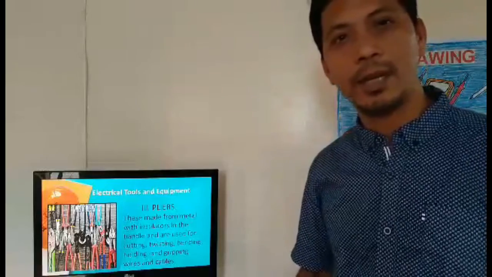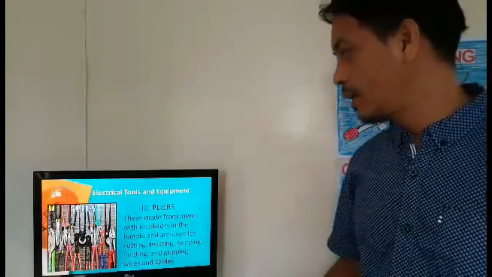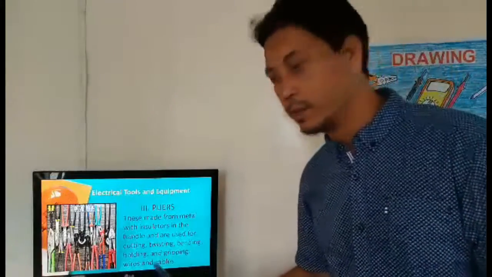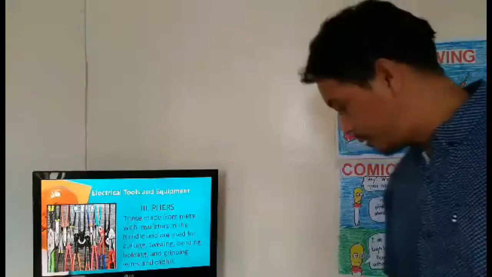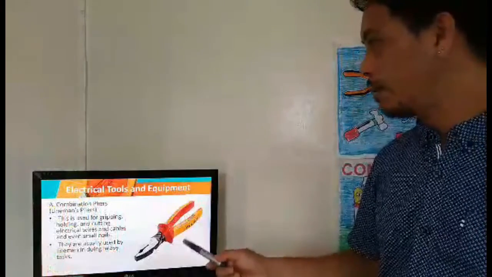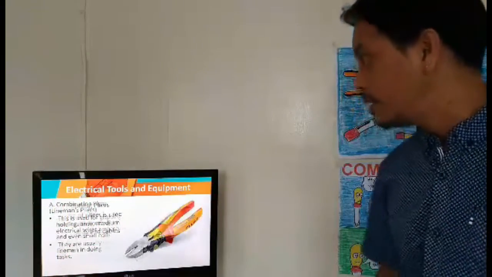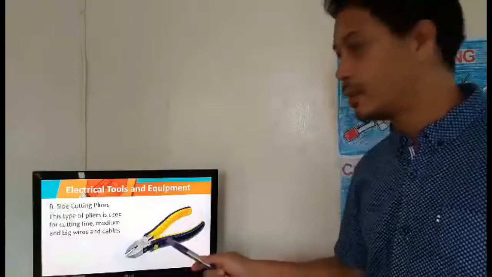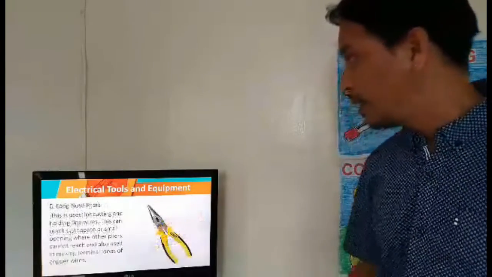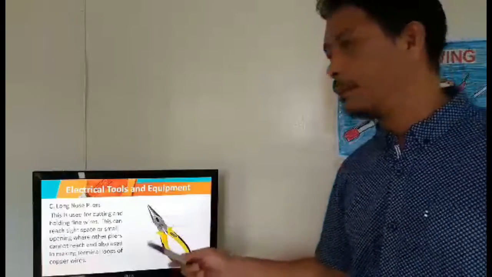Another group of tools are pliers. Pliers are made from metal with insulators in the handle and are used for cutting, twisting, bending, holding, and gripping wires and cables. There are types of pliers. Number one is the combination pliers. This is used for gripping, holding, and cutting electrical wires and cables. The next is the side cutting pliers. Side cutting pliers is used for cutting fine, medium, and big wires. The next is the long nose plier. Long nose plier is used for cutting and holding fine wires.